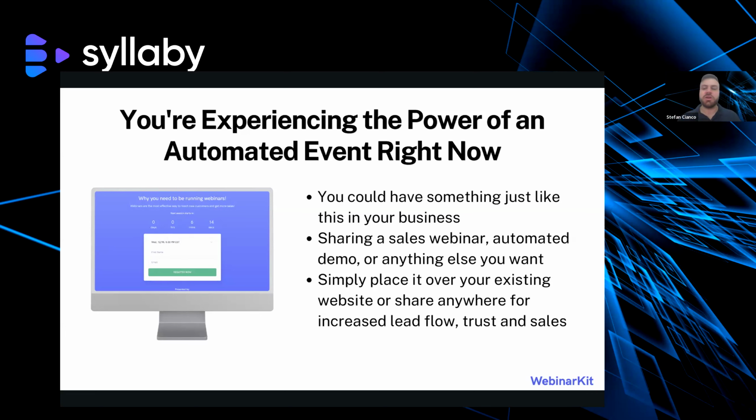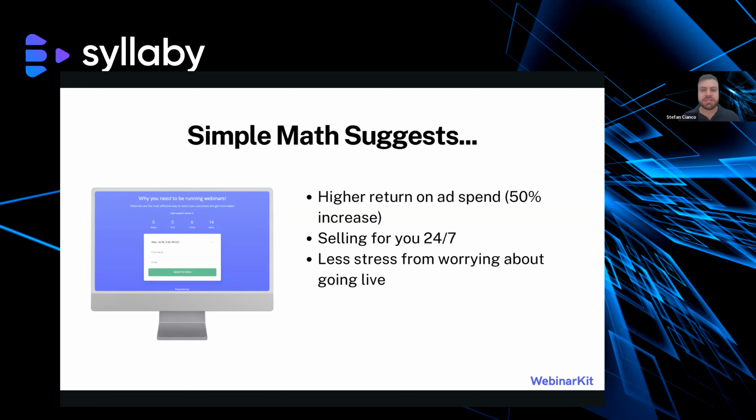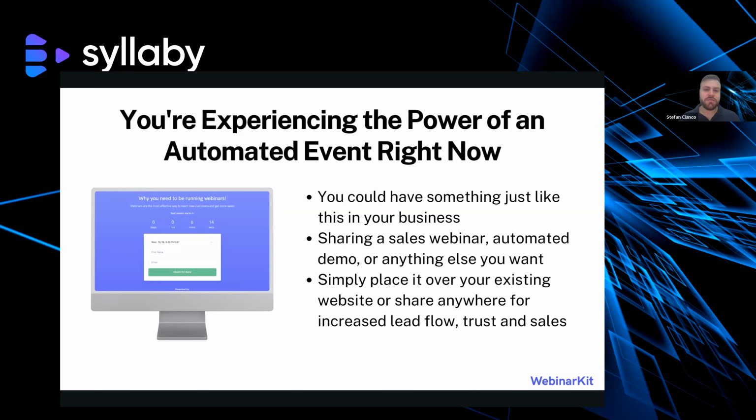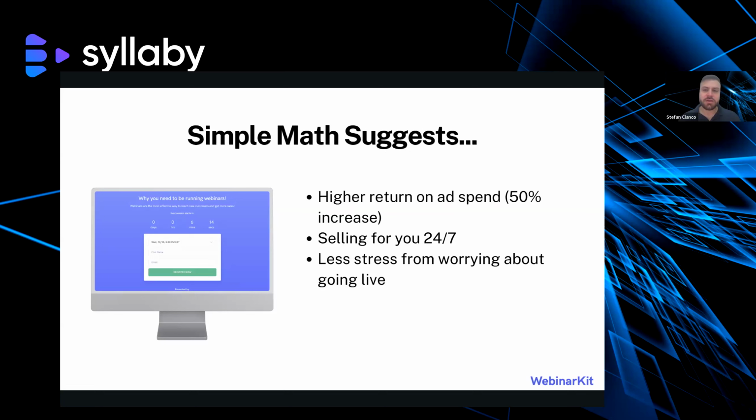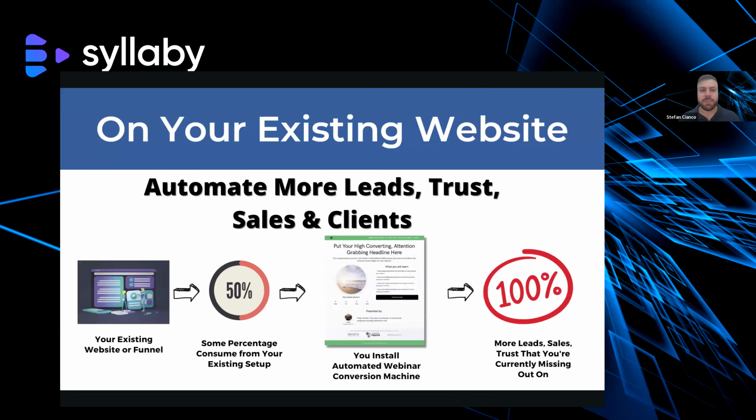And again, you could place it anywhere. You could place it on your LinkedIn. You could message people. You could direct it to your existing traffic. What we like to do is use it on a widget on our website. So there's a lot of different things that you could do to get traffic to your automated salesman. So simple math suggests, based on what we talked about with the automated webinars from the data, a higher return on ad spend. It could be as high as a 50% increase. It's selling for you 24/7, so you don't have to worry about only selling while you're on a live webinar, and it's less stress from worrying about going live all the time.